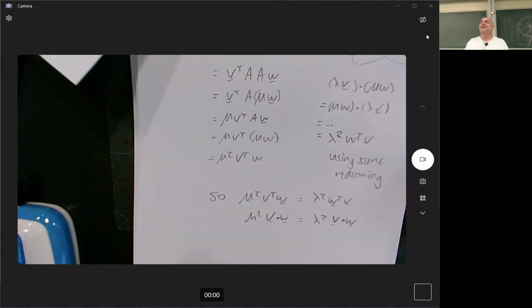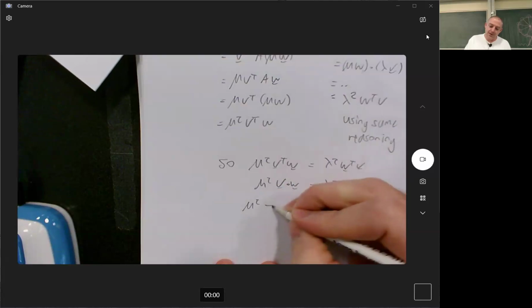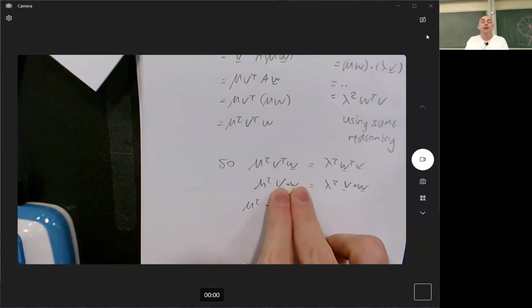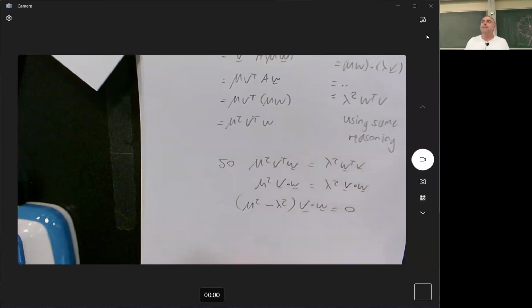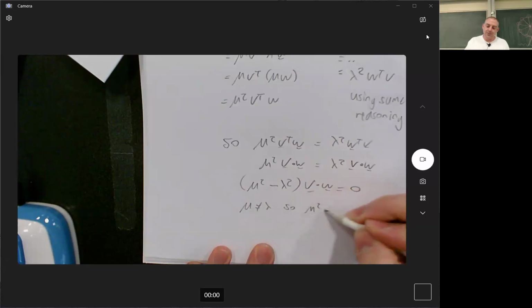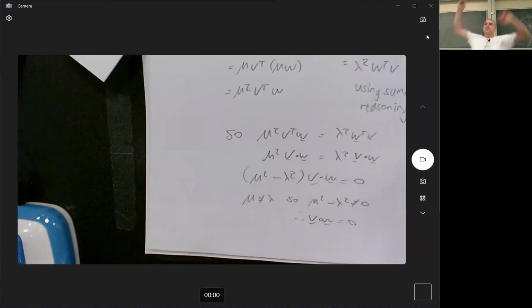Right, we're so close. And so mu squared minus lambda squared. I'm going to put this over this side and then factorize it out. I'm going to get this. But mu and lambda aren't the same, so this number's not zero, so I can divide by it. Mu is not equal to lambda, so mu squared minus lambda squared is not zero. And so therefore V dot W is zero. Hey.